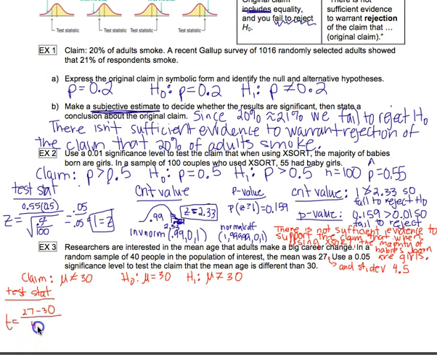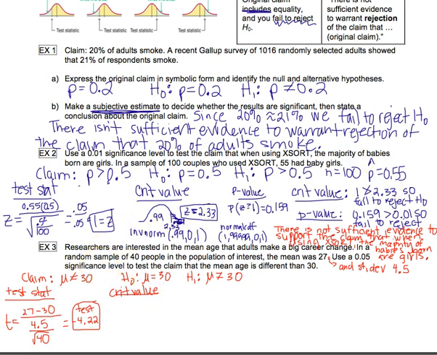So sample standard deviation is 4.5 and then divided by the square root of n. So sample was 40 people, so the square root of 40 would go here. And so when I do all of this in my calculator, I should get negative 4.22. So this is our test statistic, negative 4.22.